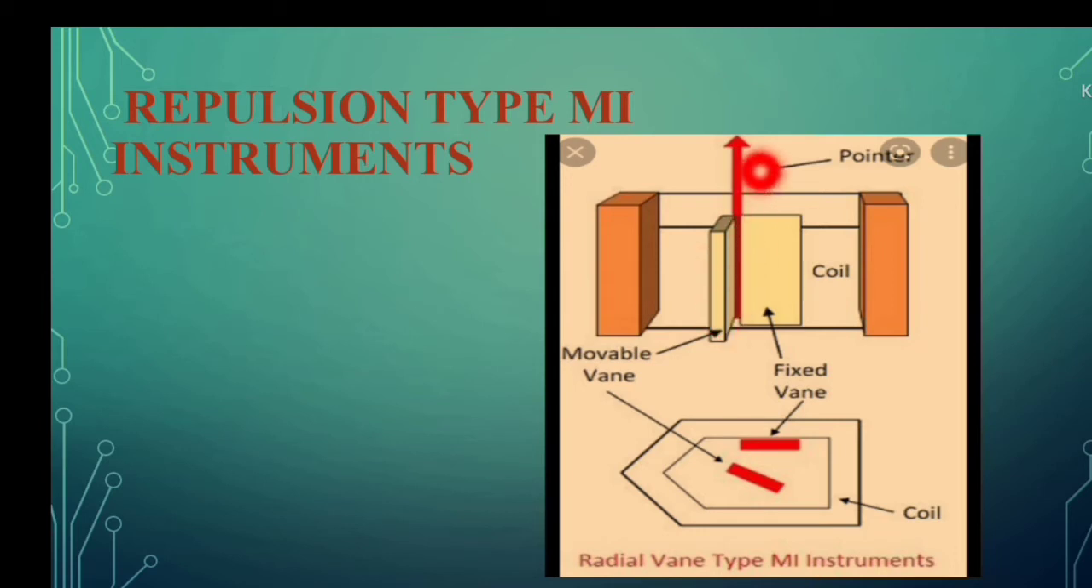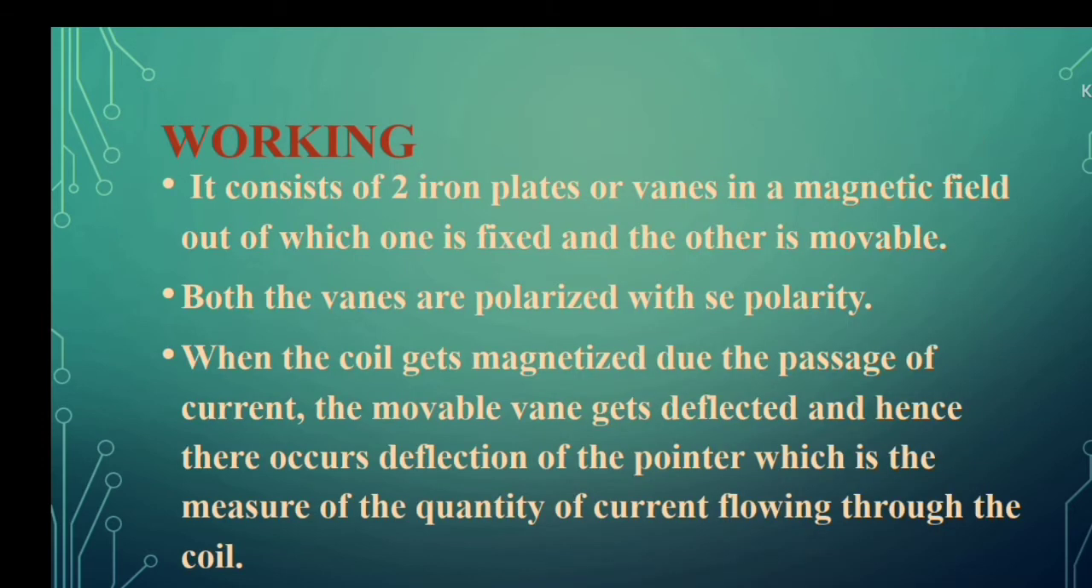Since the pointer is connected directly with the movable vane, the pointer will also get deflected. Based on the amount of magnetic field developed here, the movable vane will be deflecting. That deflection makes the pointer over here deflect. This deflection will be directly proportional to the amount of field developed, and this magnetic field is developed based on the amount of current entering the coil. So this is the operation of a repulsion type moving iron instrument.